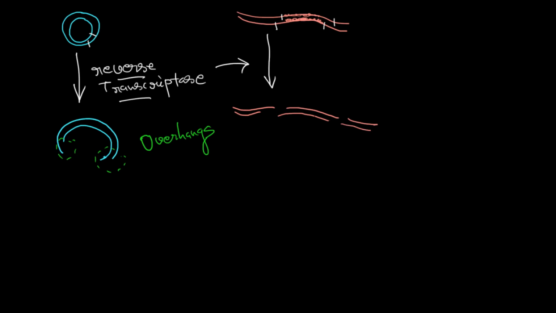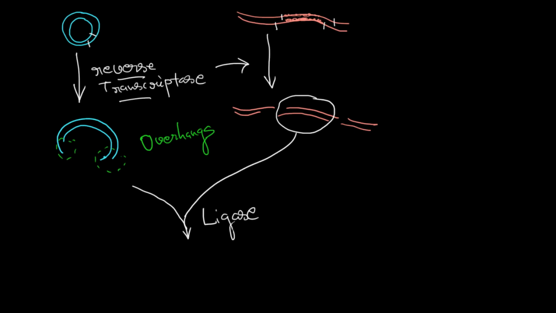Then we isolate the part of the DNA containing the gene, that is this part, and we put it together with the plasmid. We then apply a special enzyme known as ligase. This fuses the plasmid DNA with the DNA containing the gene.